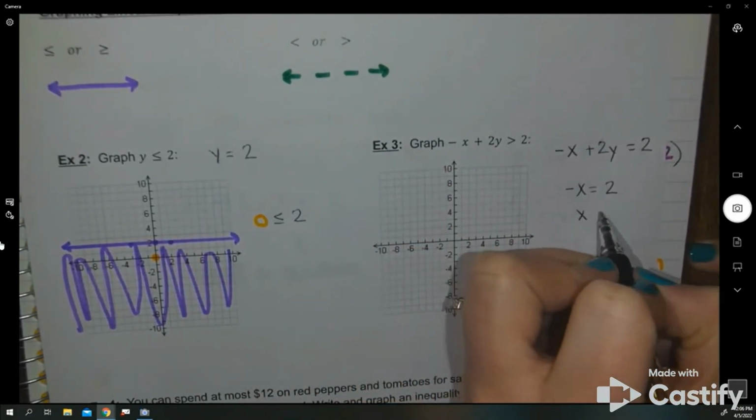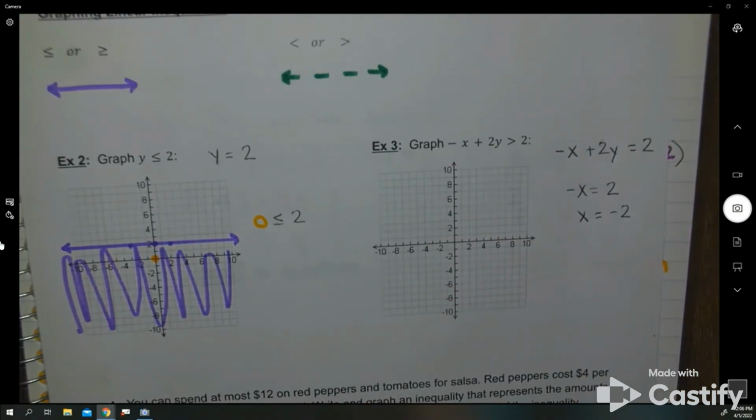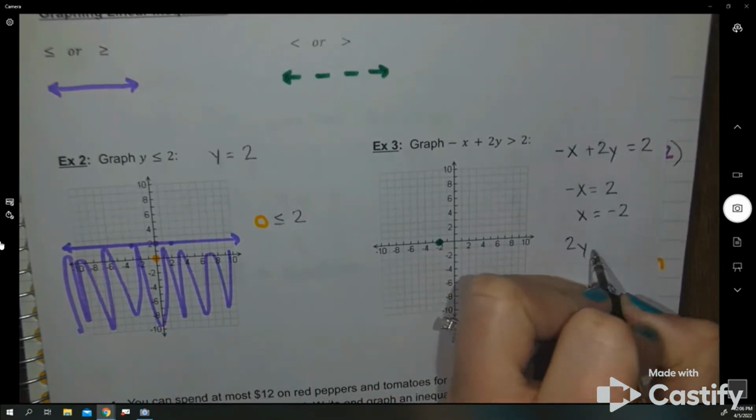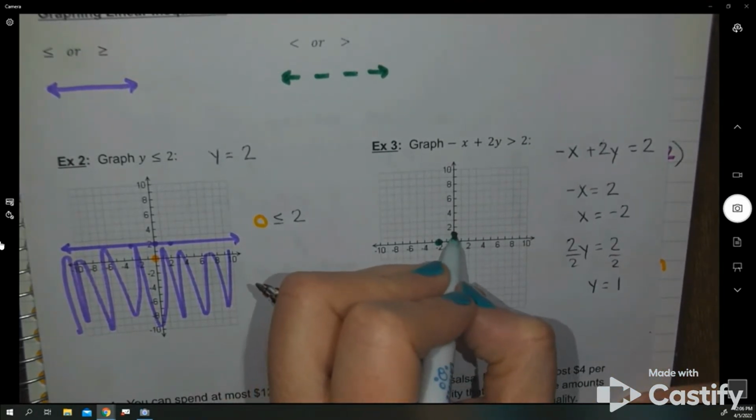So divide by negative 1, I get x equals negative 2. So my x-intercept here, by the way, I know that it's going to be a dashed line. So I have x equals negative 2. And then I'm going to do the same thing. What's my y value when x is 0? So 2y equals 2, divide by 2, y equals 1. So my y-intercept is positive 1.